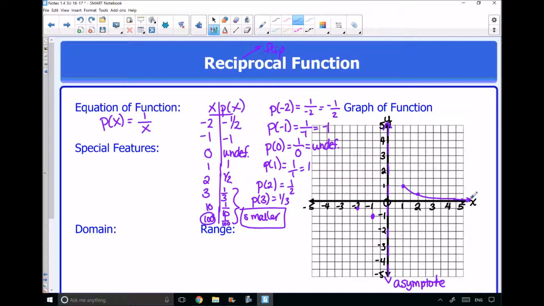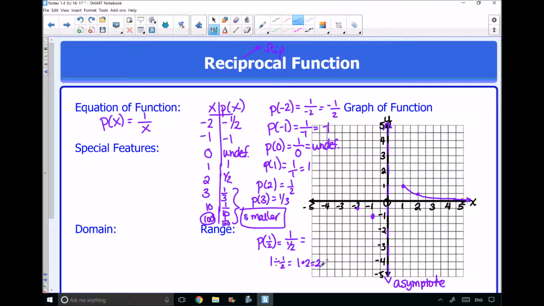Okay, now let's see what happens as I get closer and closer to the y-axis. So let's figure out what p of 1/2 is going to be. That means it's 1 over 1/2. But 1 over 1/2 means 1 divided by 1/2, which is simply 1 times the reciprocal. Remember, when you divide, you just multiply by the reciprocal. So you end up getting 2.